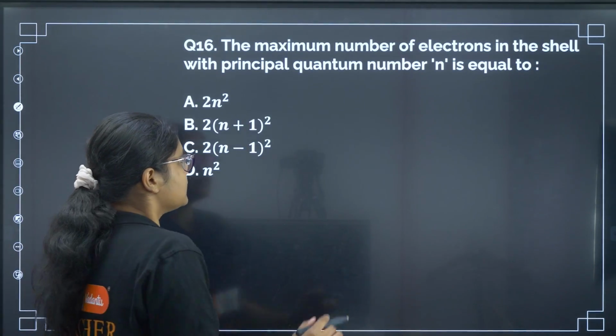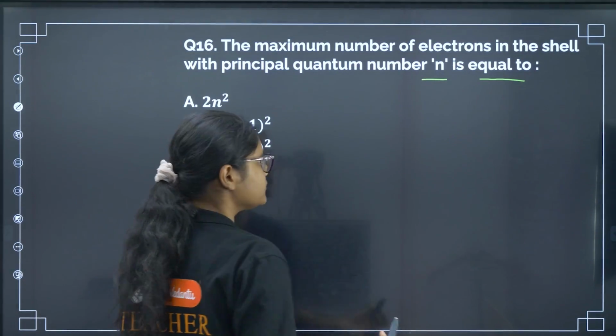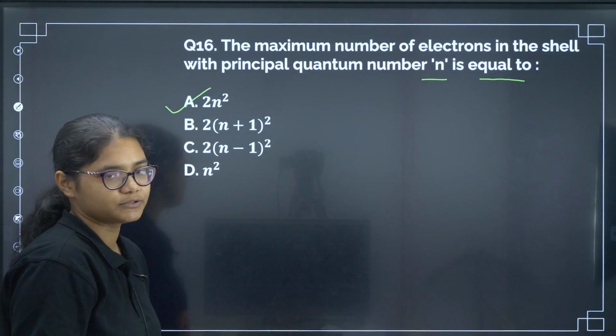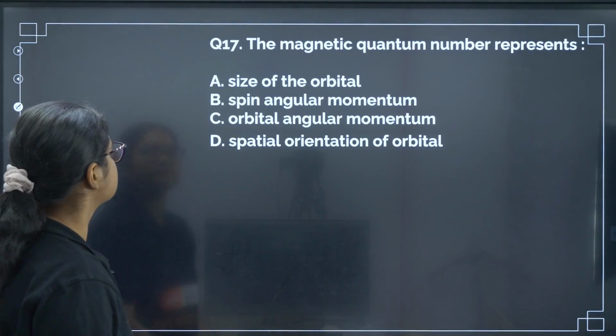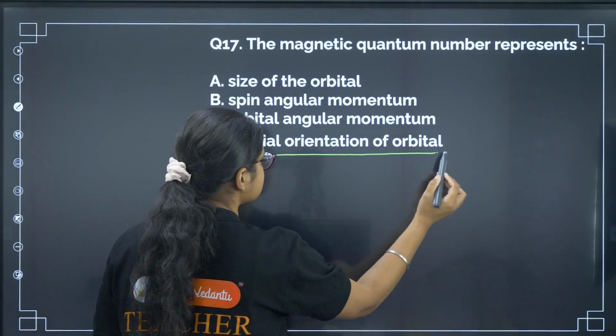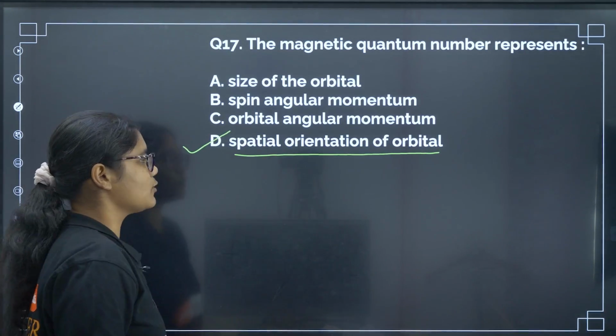Okay, next. The maximum number of electrons in the shell with the principal quantum number n is. So this is a direct formula based question. We have 2n square. Okay, correct answer is option number A. Next, the magnetic quantum number represents. So magnetic quantum number represents the spatial orientation of the orbital. So correct answer for this question is option number D.